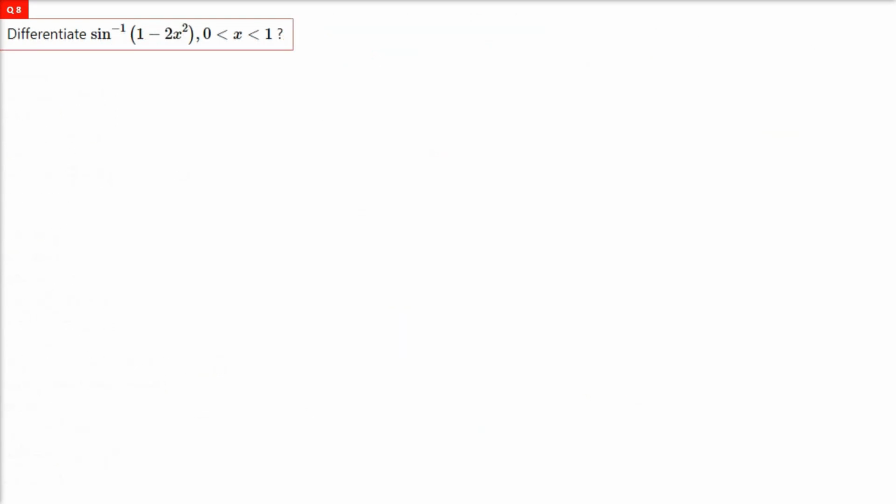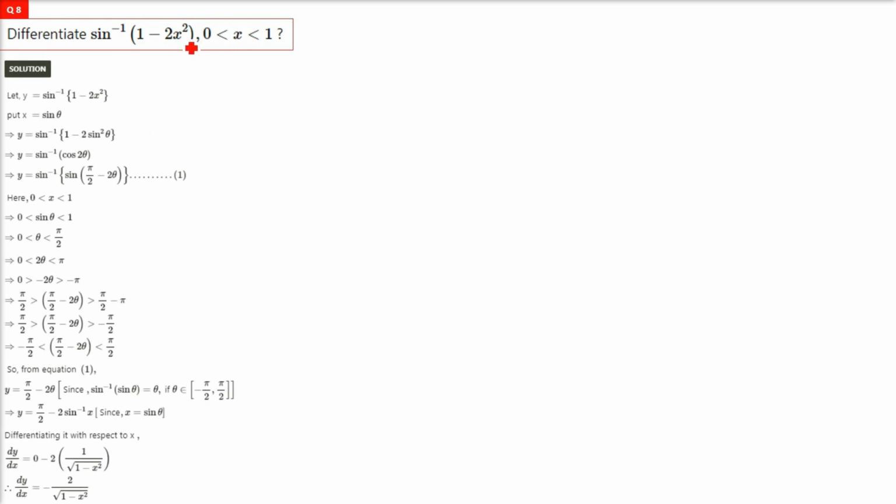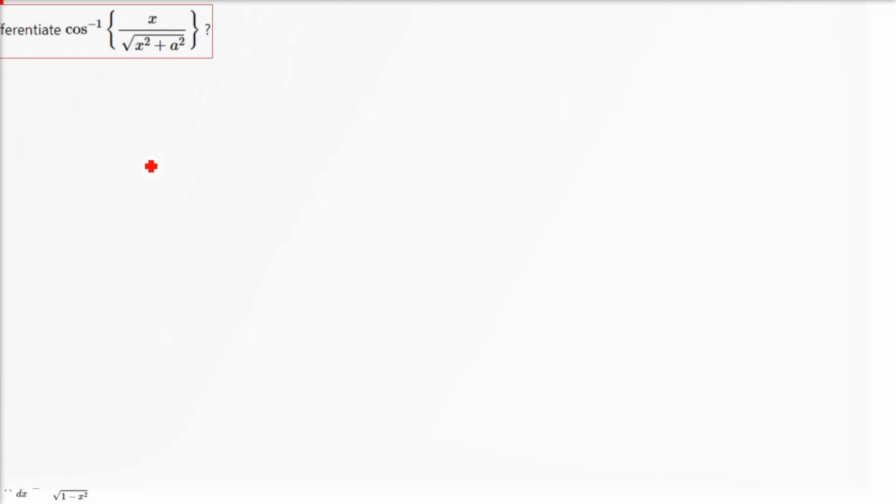Now we have to differentiate sine inverse of 1 minus 2x square. I just indicated to you, if you put x as sine theta, 1 minus 2 sine square theta is equal to cos 2 theta. Other things remain the same. The previous question and this question are almost exactly similar. Just put x as sine theta, so that 1 minus 2x square becomes 1 minus 2 sine square theta, which is equal to cos 2 theta. I hope you got the idea. This is cos 2 theta. You'll do it by yourself.